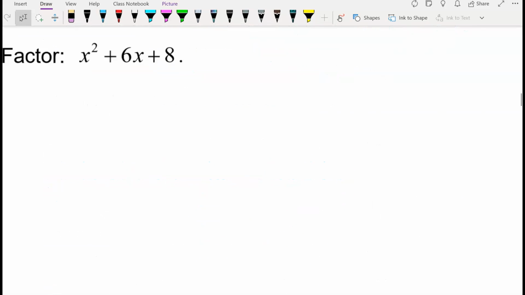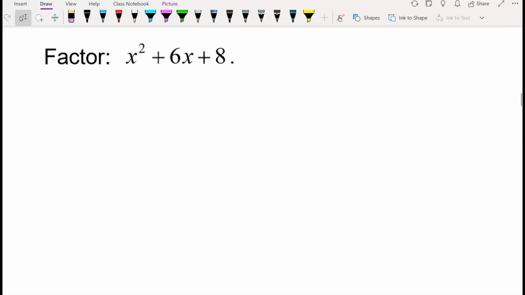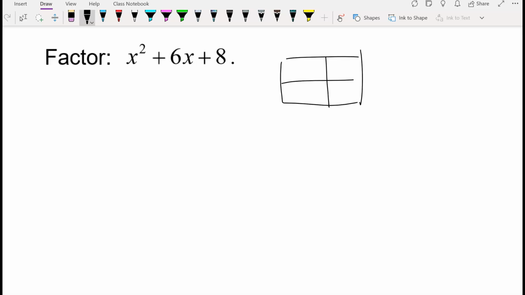So you can do it with a box, or you can do the box method or diamond, or even just guess and check. Either one of those options is perfectly normal and perfectly fine.